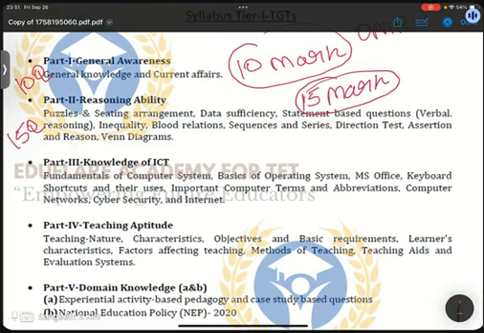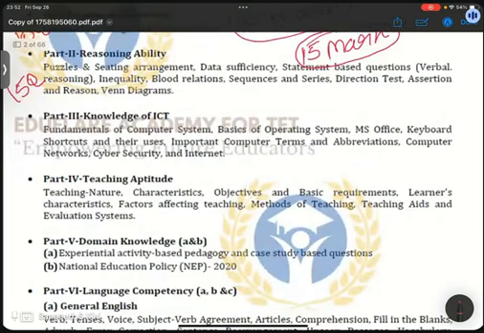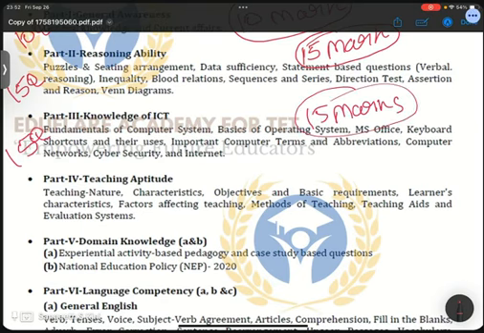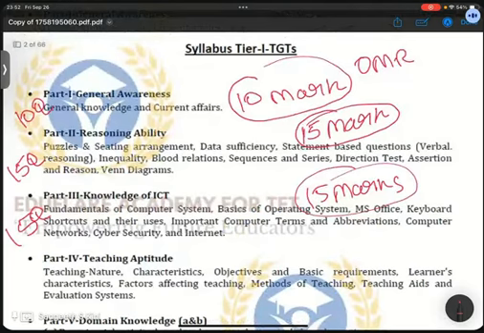Also remember that there are negative marks. If you choose the wrong answer, you get negative marks. So here 15 questions and 15 marks in the case of part 2. Then we have part 3, that is knowledge of ICT. This is the same as what we have already discussed in the PGT syllabus. This is basics of computer. Here total 15 questions and 15 marks.